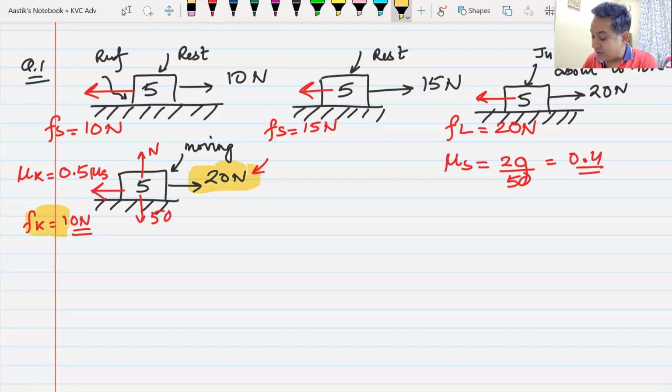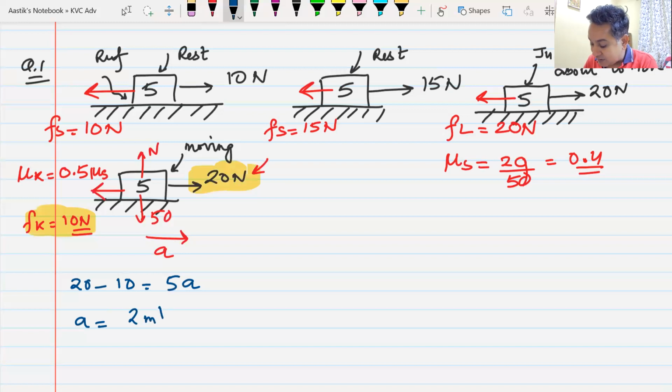I look at this, the body is going to accelerate in this direction, yes or no? Yes, sir. I can write the equation 20 minus 10 is equal to 5a. It is now going to move with an acceleration of 2 meter per second square. With the same force, I am now able to accelerate the body. The same force was required to just move the body. Now I am able to accelerate the body.